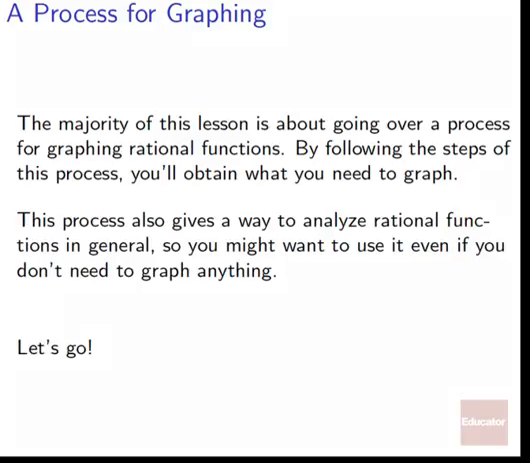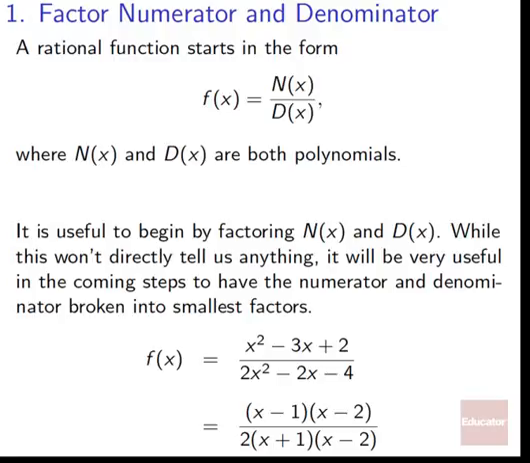Let's go. First step: a rational function starts in the form N(x) over D(x), where N(x) and D(x) are both polynomials, so this is division. It's useful as your very first step to begin by factoring N and D. While factoring the numerator and the denominator doesn't immediately tell us anything directly, it's very useful in the coming steps to have the numerator and denominator broken into smallest factors. A lot of our steps are going to revolve around having these things already factored, so it's something to get out of the way right from the beginning.